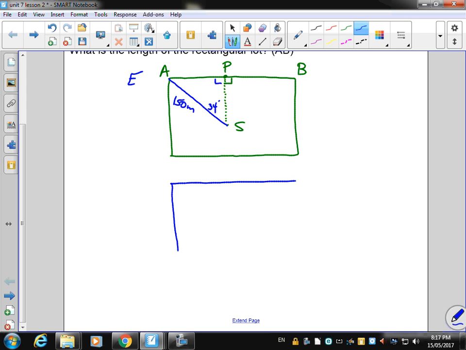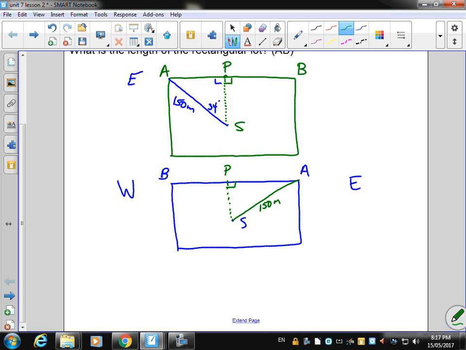We have a rectangular lot with S somewhere in the middle of the lot. We have east over here and west over here because that's how we usually draw diagrams. So point A is on this corner, B is on this corner, and we found a point P in between A and B that is perpendicular to S, where A is 150 meters from S and 34 degrees east there.